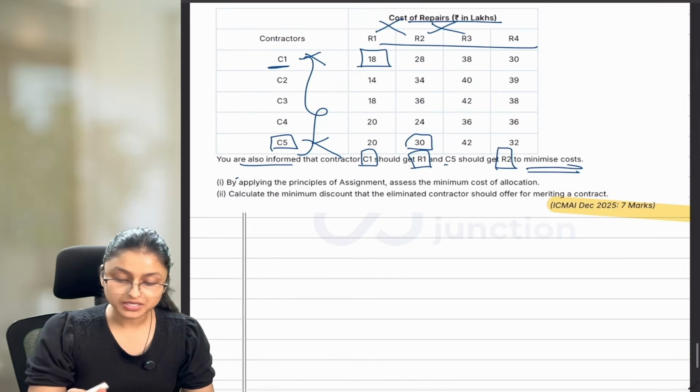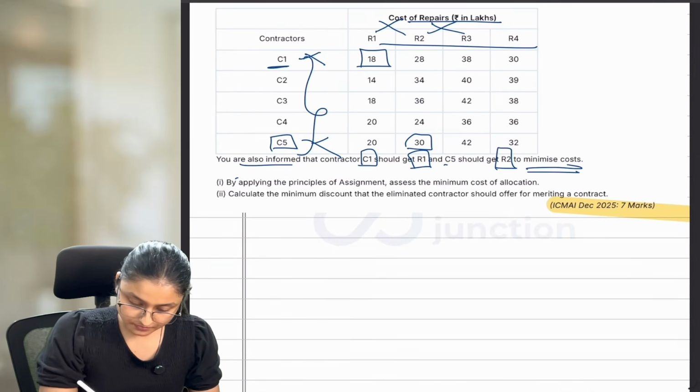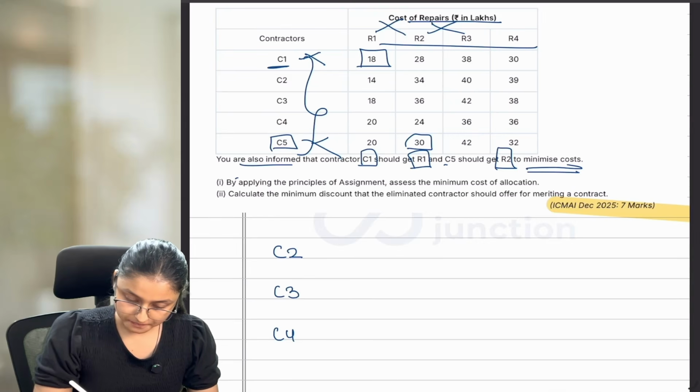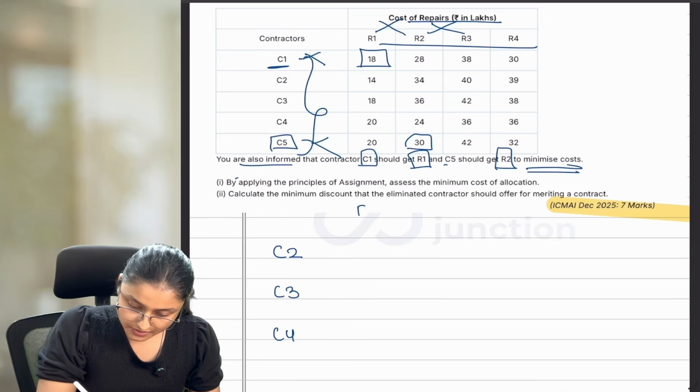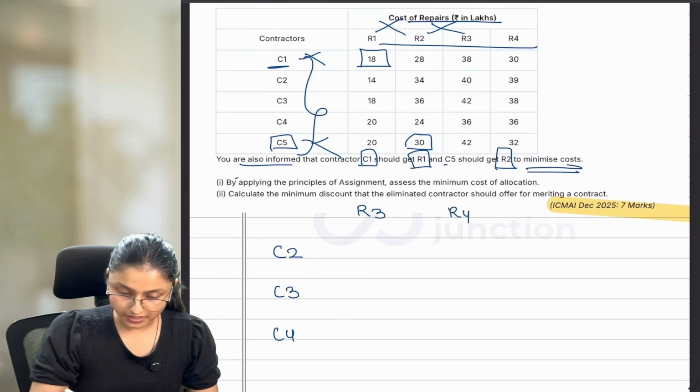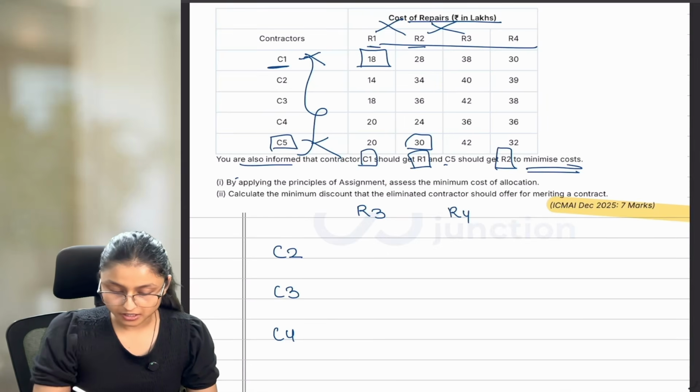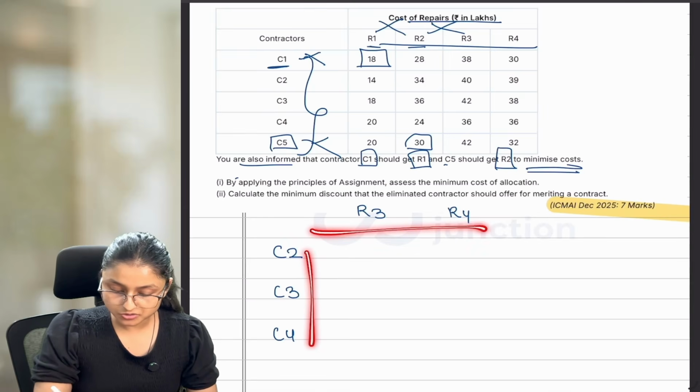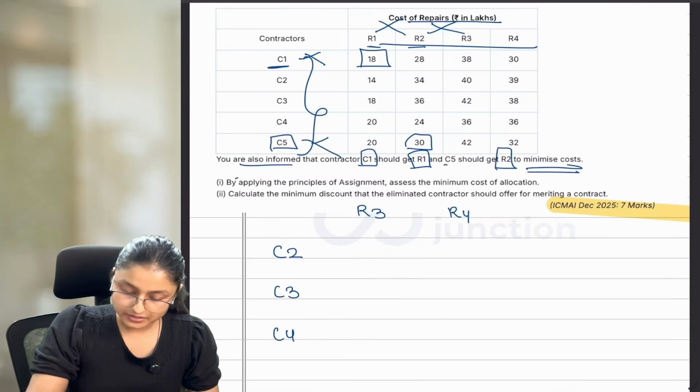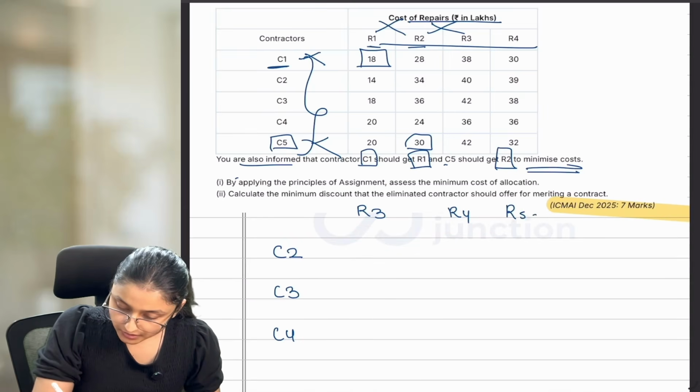In this case, I'll make a new table. Okay? So this will be C2, C3, C4. And here we have R3 and R4. I removed C1 and C5 and I removed R1 and R2. But then also there is an unbalanced scenario and hence you have to add 1 dummy, that is R5.